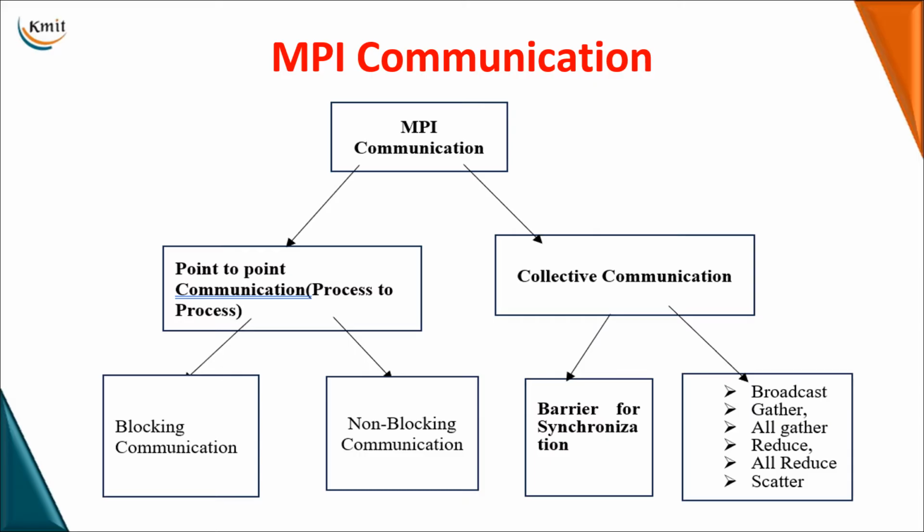So this MPI communication can be done in two ways. One is point to point communication, or you can call it process to process communication. The other one is collective communication, where a group of processes will be involved in communication. Point to point communication has only one sender and one receiver, and this can be done in two ways: blocking communication or non blocking communication. In today's session, we'll concentrate on point to point communication, how blocking communication is done, and how non blocking communication is done. Collective communication we will see in the next session.